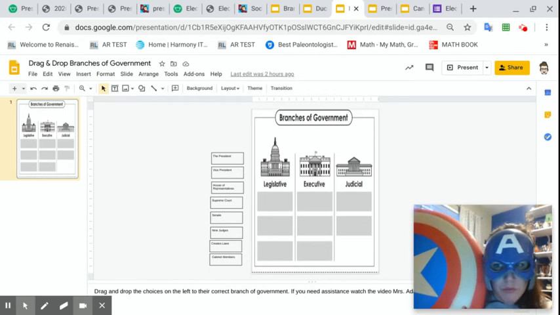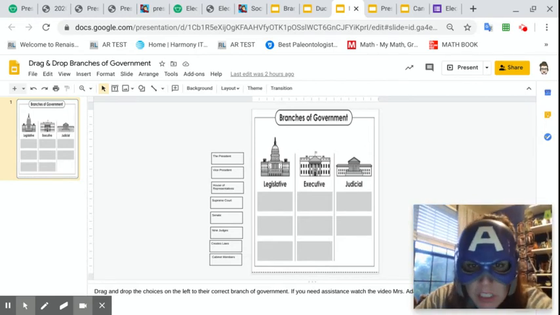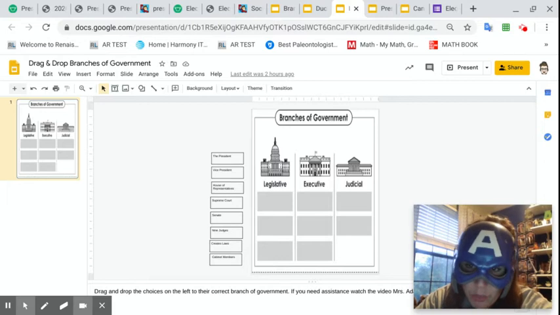So, fourth graders, you have two tasks today that I would like you to accomplish. Let me put my shield down. I don't really need that right now. So, your first task is going to be a follow up from yesterday with the three branches.